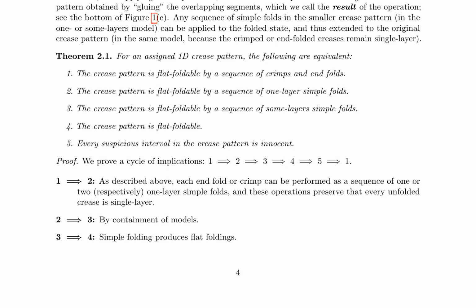The significance of suspicious innocent intervals lies in their potential to affect the overall flat foldability of a crease pattern. By understanding these intervals and their characteristics, researchers can better design and analyze crease patterns for various applications, including origami, engineering, and materials science. In summary, the concept of suspicious innocent intervals in crease patterns is essential for understanding flat foldability. The use of crimps and end folds provides a framework for proving the equivalence of different conditions for flat foldability, ultimately leading to the innocence of all suspicious intervals. This knowledge has implications for a wide range of fields where crease patterns are utilized.